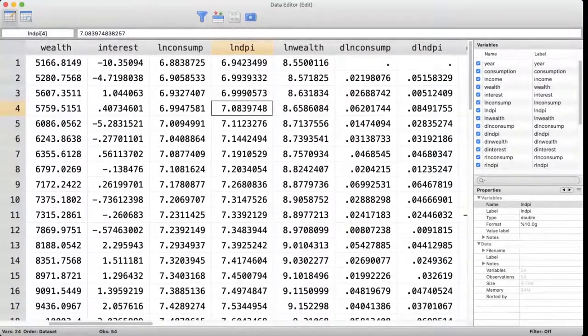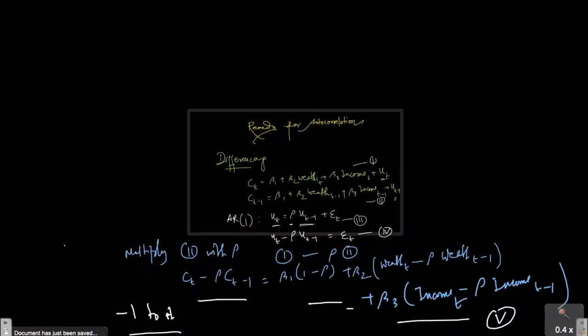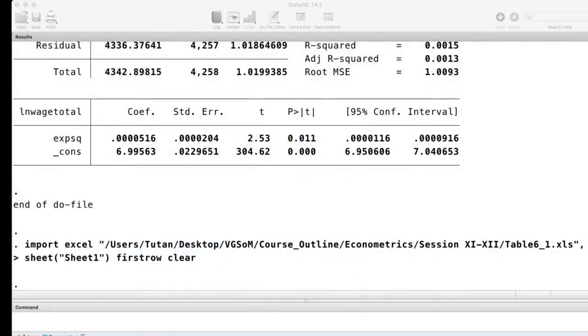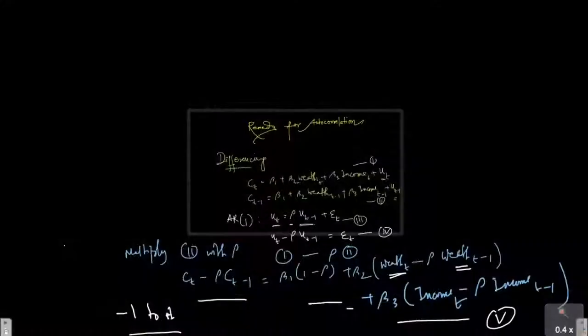Exactly the way we have seen in our equation here. We have taken the t-th period and the t minus 1-th period, and we have multiplied by the value of rho. Now, what I mentioned is that the rho in the previous data set, the value of rho, is basically 1. Now why do I take the value of rho equal to 1?